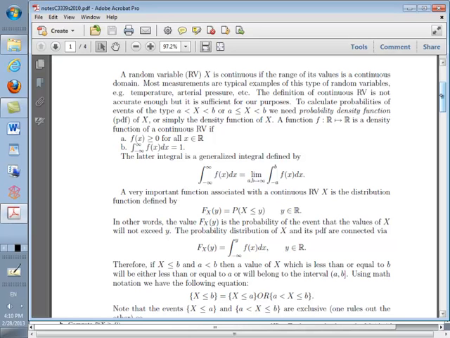Other examples are light intensity, chemical quantities like pH concentration, and blood serum concentrations of different things. Those are all examples of continuous random variables.